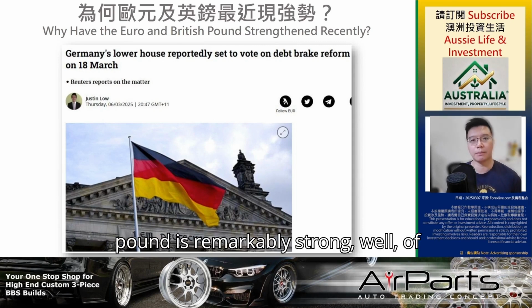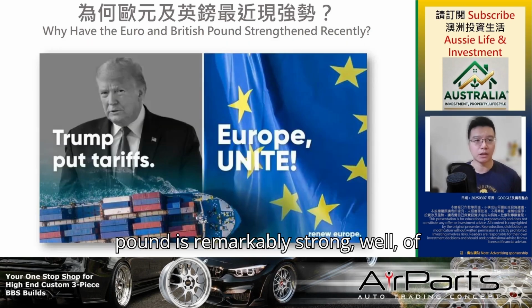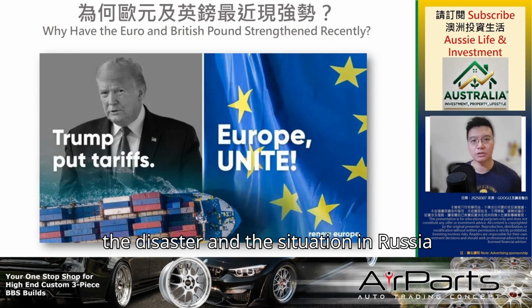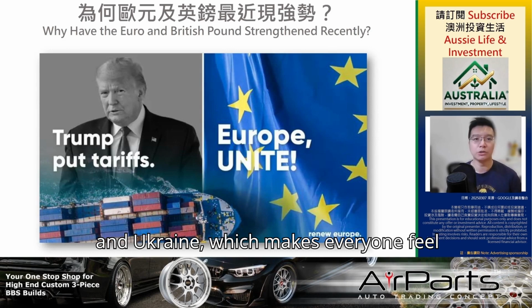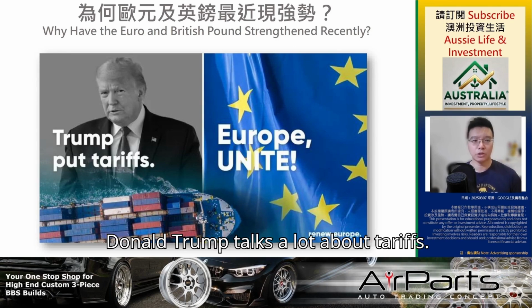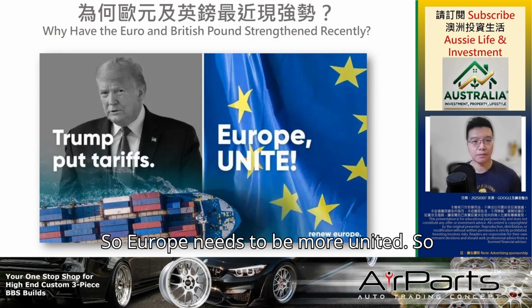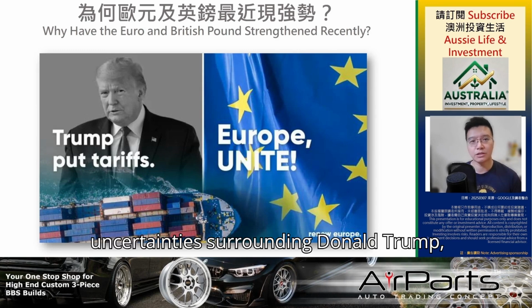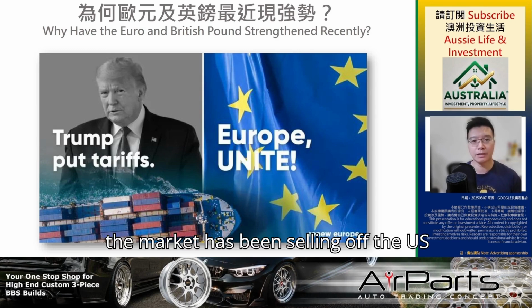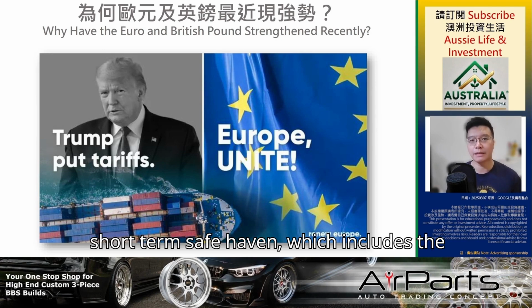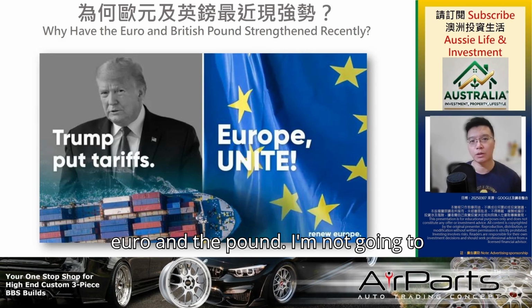One of the reasons why the pound is remarkably strong, well, of course there is certainly a third reason, which is Donald Trump's attitude towards the situation in Russia and Ukraine, which makes everyone feel that Europe wants to unite, and Donald Trump talks a lot about tariffs, so Europe needs to be more united. So here it is. With so many uncertainties surrounding Donald Trump, the market has been selling off the US dollar and moving into what is seen as a short-term safe haven, which includes the euro and the pound.